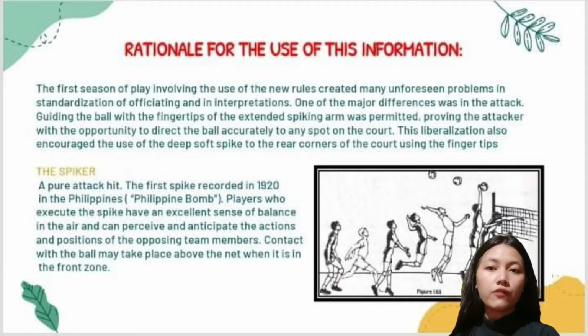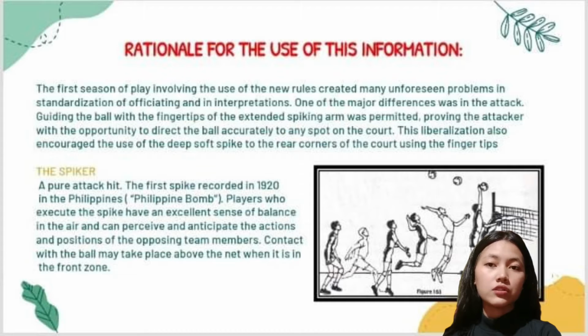Rationale for the use of this information. The first season of play involving the use of the new rules created many unforeseen problems in standardization of officiating and interpretations. One of the major differences was in the attack. Guiding the ball with the fingertips of the extended spiking arm was permitted, providing the attacker with the opportunity to direct the ball accurately to any spot on the court.